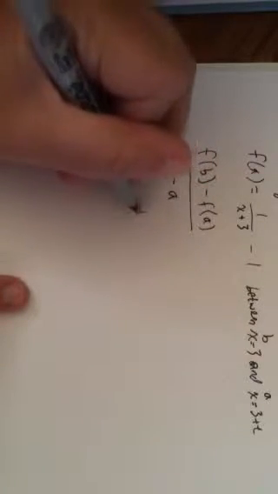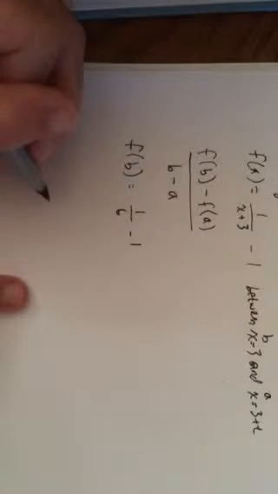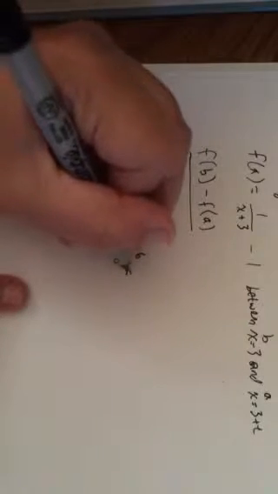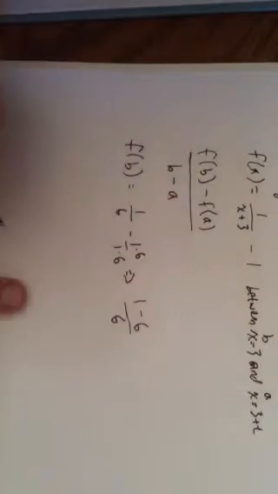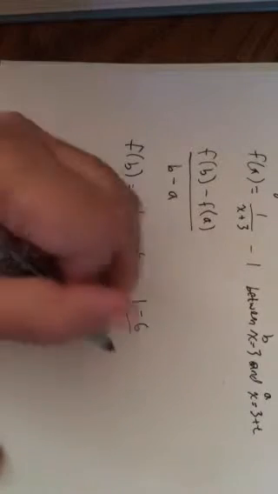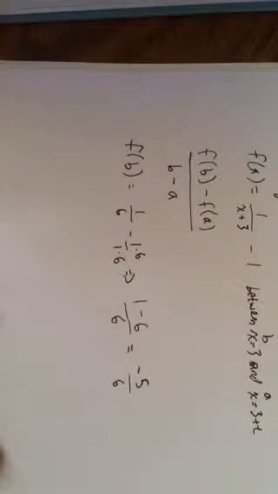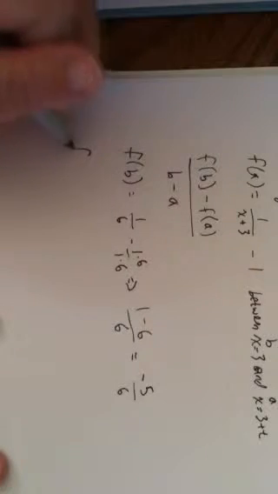So f of b, I'm going to sub b, so b is 3, into my formula. So 1 over 3 plus 3 is 6, minus 1. Two fractions I'm subtracting, so I'm going to find a common denominator. And I'm going to get 1 minus 6 over 6. Once I have a common denominator, I can write it as a single fraction, or negative 5 over 6. So great, I already have one part of it. Let's go ahead and try to find f of a then.